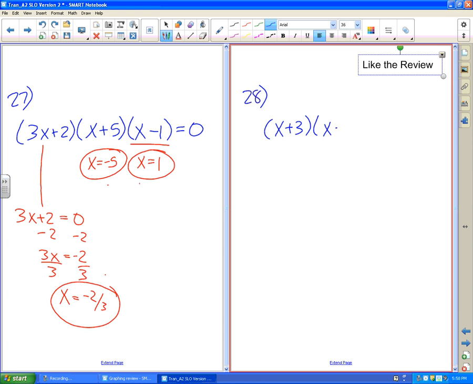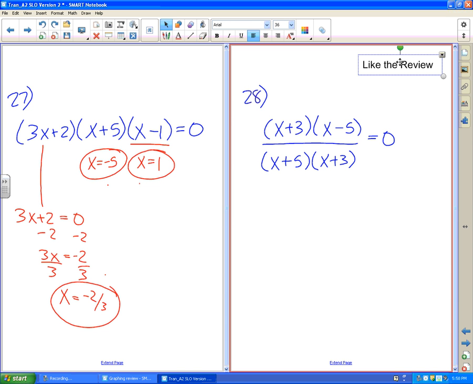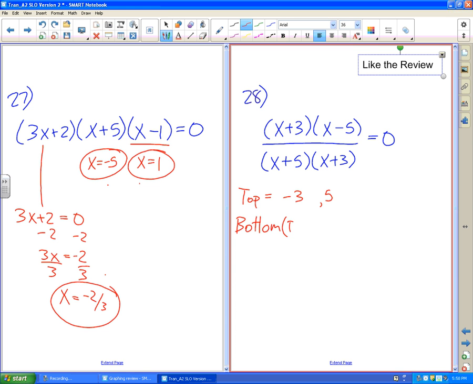So this is essentially the same thing. Well, this is like number 15, but it's in factor form. So the top gives me -3 and 5. And the bottom, which are bad numbers, give me -5 and -3. So remember that if they match, you got to throw them out. And the top is the answers, unless you throw it out.